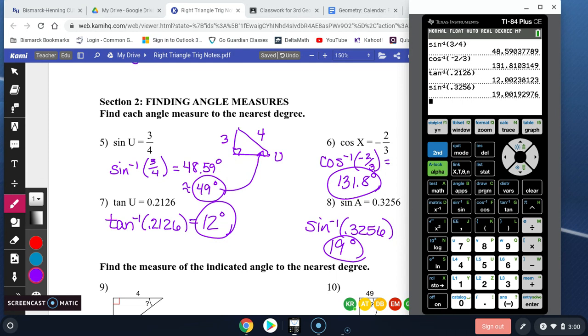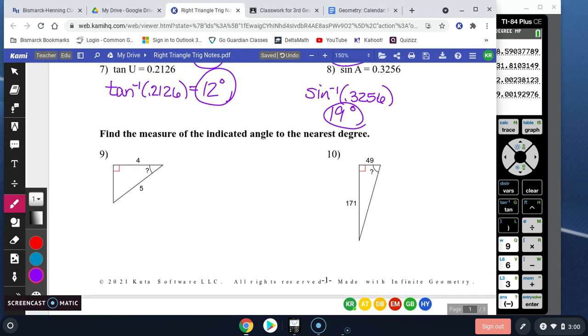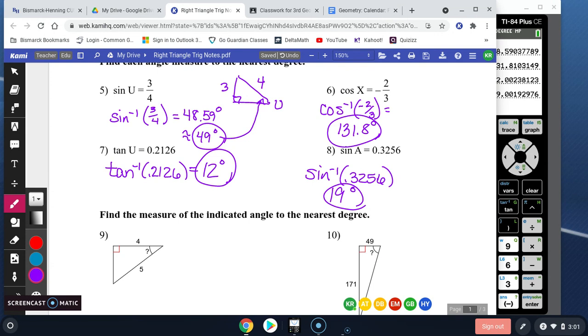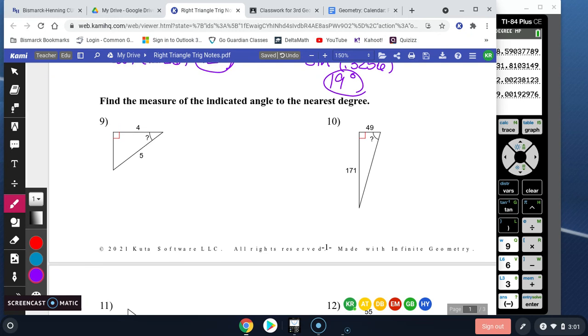Okay. All right. Now, 9 and 10 are similar. These, I already have the equation written out for you, and then you just had to use your calculator to find the angle measure. On 9 and 10, we need to set up the trig function first, and then we can go to our calculator. So if we want to find this angle right here, I'm just going to call it angle X.